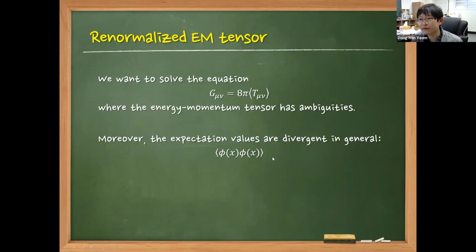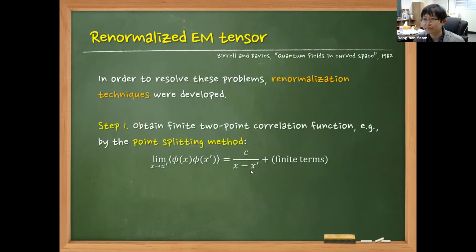However, this is very complicated because in curved spacetime, this two-point correlation function in general diverges. So in order to resolve these divergence problems, we need renormalization techniques to compute the regular two-point correlation functions. However, how can we regularize the infinite quantities? That is really a problem. And if you regularize in a wrong way, then you will definitely obtain a wrong result.